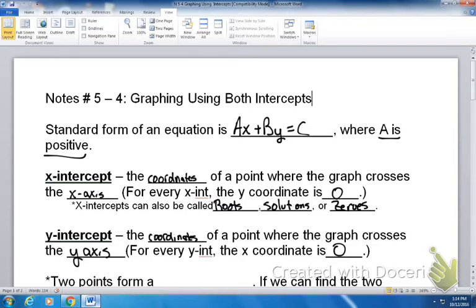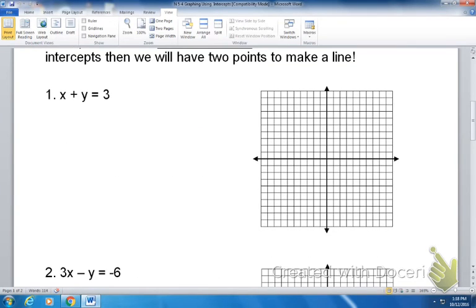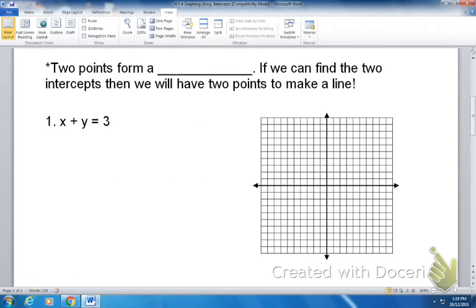Let's go to the next part. Two points form a line. So if we can find the two intercepts, we'll have 2 points, and we can make that line. I know I've been making y'all plot 4 points, but that's just for practice. If you have 2, any 2 points always form a line. So let's look at number 1 real quick. It says x plus y equals 3, and I want to find the x-intercept and the y-intercept. And I'm going to write myself a little note below it so I don't forget.